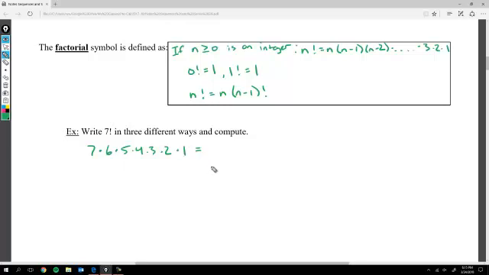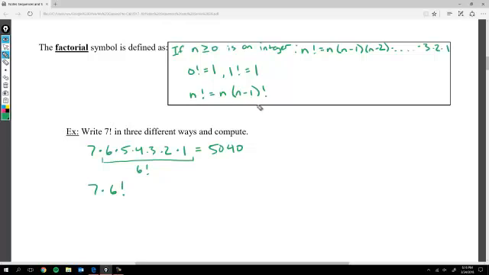And if you were to compute this, you get 5040. But I asked you to write this in 3 different ways, and this is where this rule comes in. Notice that 7 factorial is all of these numbers multiplied together. But if I just took this part, this is 6 times 5 times 4 times 3 times 2 times 1, which is the same thing as 6 factorial. So I could stop short and write this as 7 times 6 factorial, and that would be the same thing. And that's what this rule means: n factorial equals n times n minus 1 factorial.